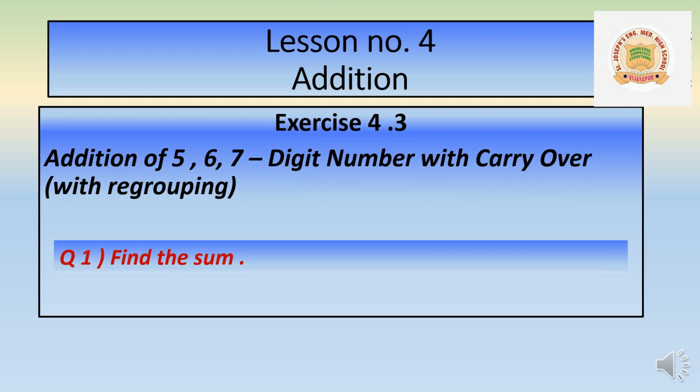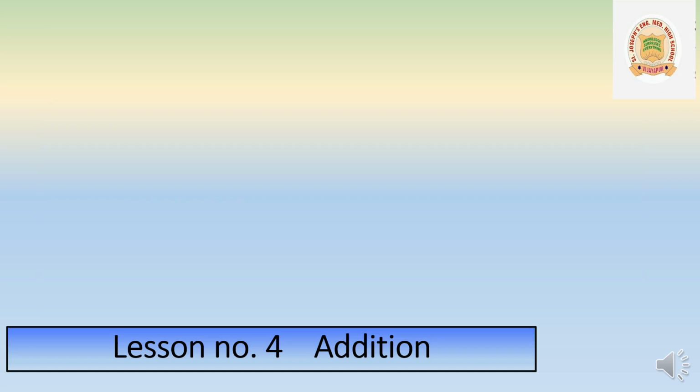In this video, children, we are going to begin the new exercise 4.3 of addition of 5, 6, 7 digit numbers with carry over. Means when you add the numbers, the sum will be a 2-digit number that carries the 2 digits. So, that is called carry over. Let us do one example to understand this.